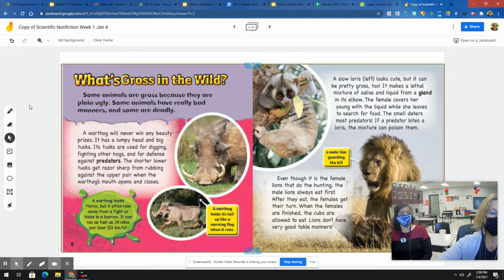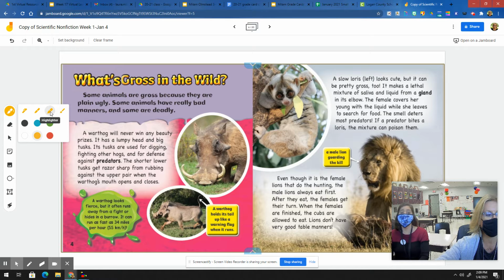So you want to model highlighting first? Sure. I'm going to come over here to this pen tool, and if you see the little arrow, if I click on the arrow, then you get a variety of options of different types of pens. But this one here is the highlighter. And when you hover over it, it kind of says what it does. Highlighter, that one's a brush, marker, pen. So I'm going to highlight, and I'm going to do the yellow.